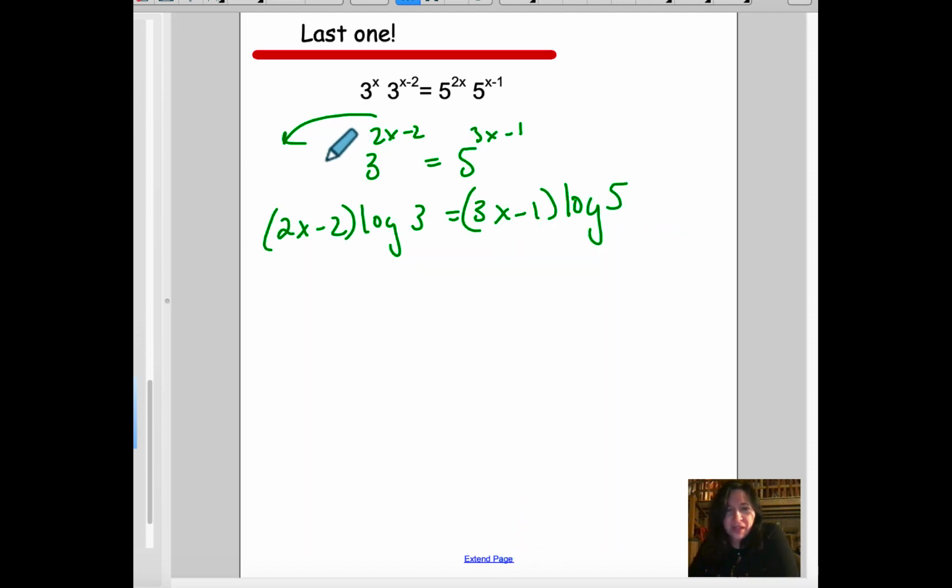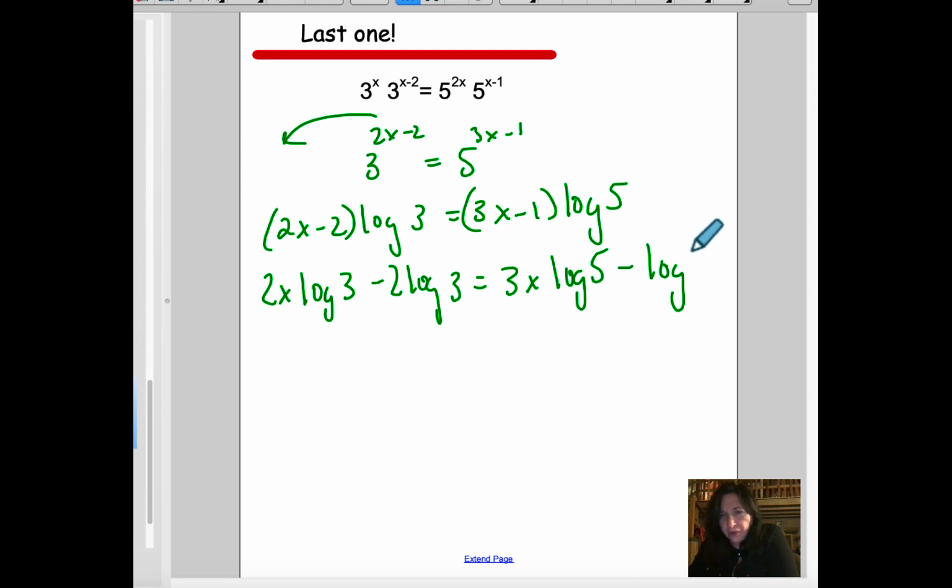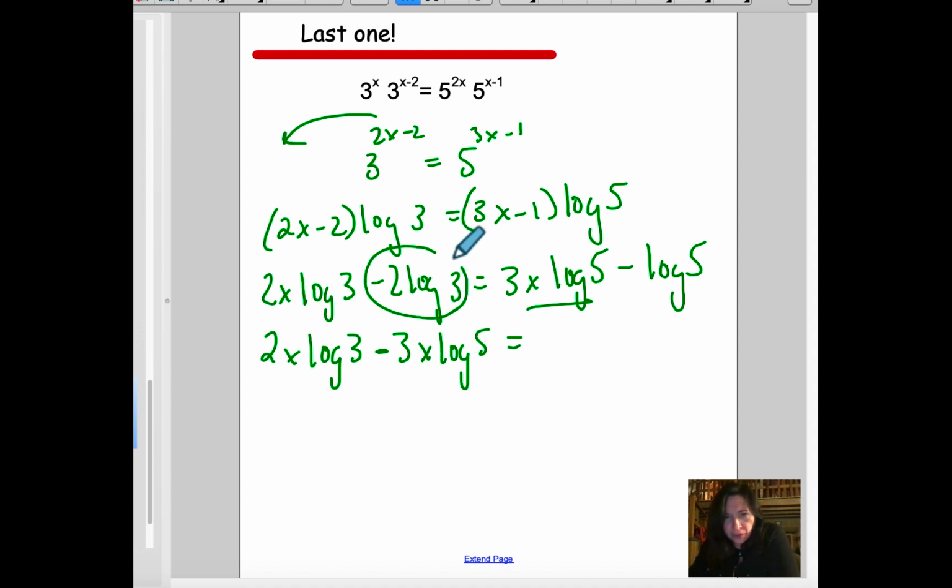And I'm just going to do this without the calculator because in a weird way, I kind of like that better. We're going to multiply this out. We're going to get 2x log base 10 of 3 minus 2 log of 3 equals, distribute, 3x log 5 minus log 5. Get your x's together. So this x is going to go over to the left. So we're going to go 2x log 3 minus 3x log 5 equals, this negative 2 is going over to the right. So that'll be 2 log 3, because it's positive now, minus log 5.